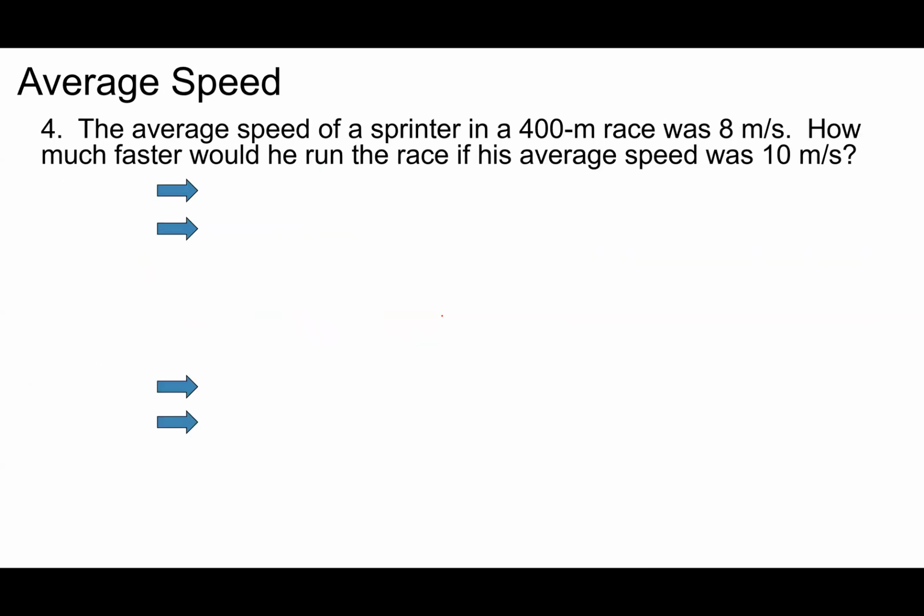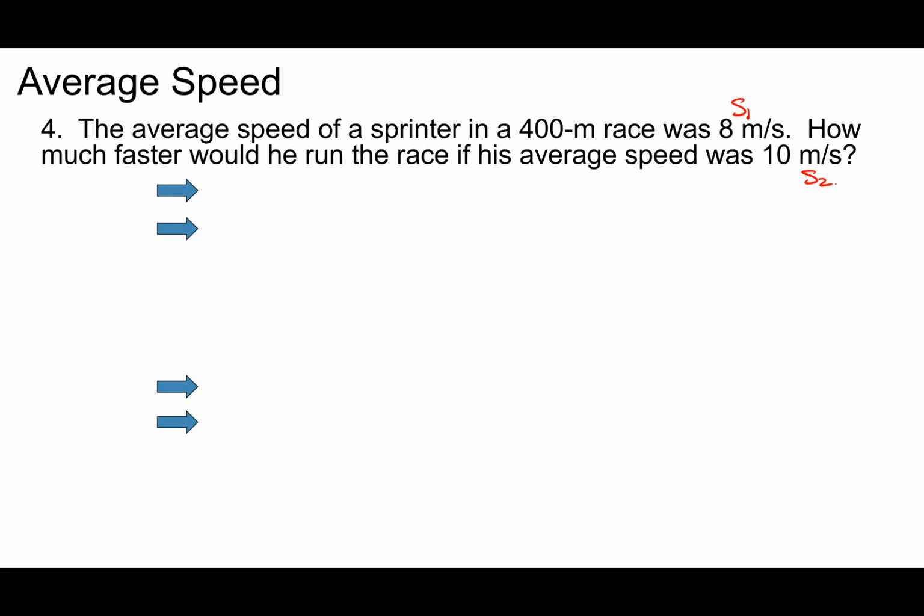The average speed of a sprinter in a 400-meter race was 8 meters per second. How much faster would he run the race if his speed was 10 meters per second? What kind of question is this? If it's saying how much faster, what is it asking me to find? Time, distance, or speed? Mateo? Well, it gives us his speed though. So it gives us this speed and it gives us this speed when he's running faster. What do you think? Go ahead, Tyler. It's asking us to find time.